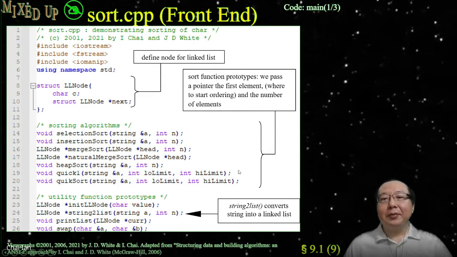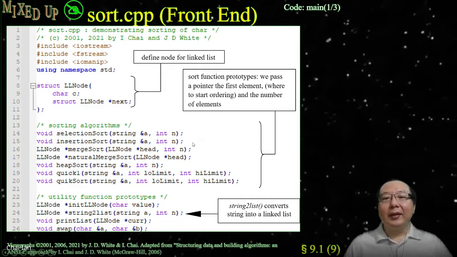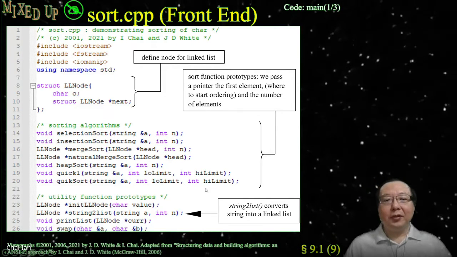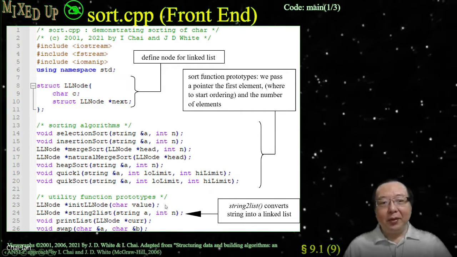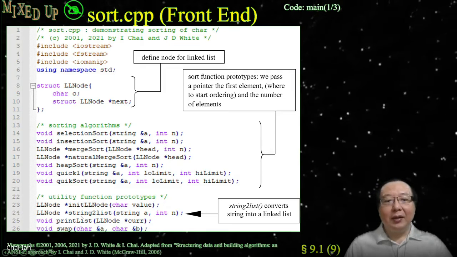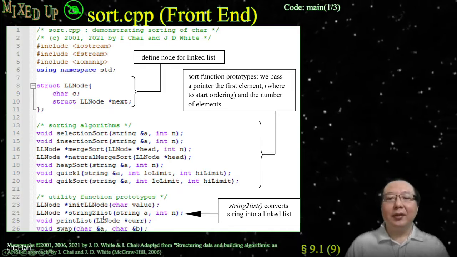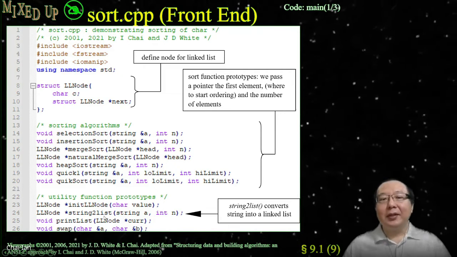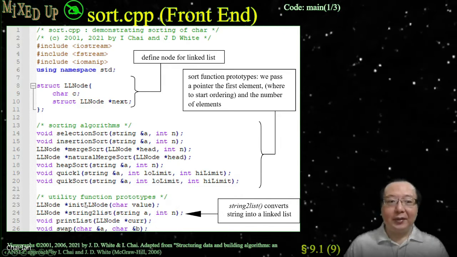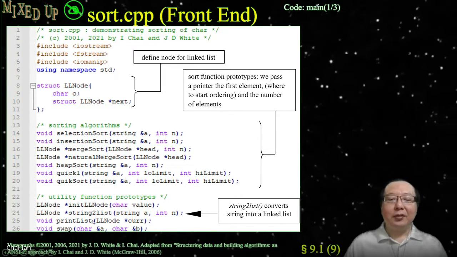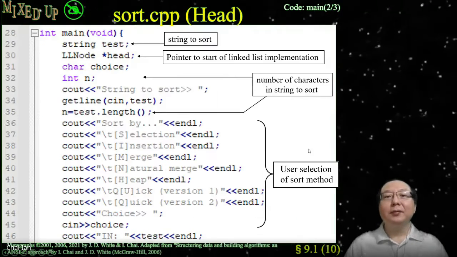In these prototypes, we pass a pointer to the first element, which is where to start, and then the number of elements to sort. And we have this init node, which you're very familiar with from the linked list. And we have this string to list. String to list takes the string that the user inputs and turns it into a linked list, because some of the sorts use linked lists. And then print list is just to print the whole list. And then there's swap, which is just swapping two characters.